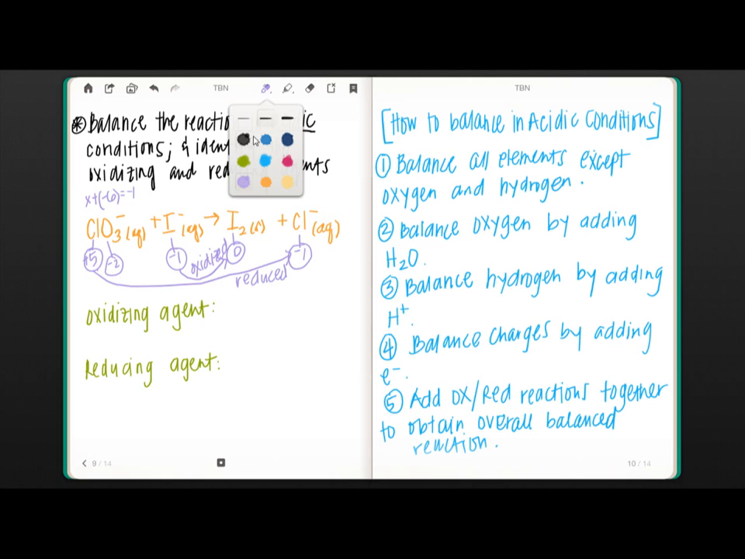So let me change colors here. In order to identify the oxidizing agent and the reducing agent: the oxidizing agent, OA as I usually call it, is what's being reduced. And then for the reducing agent, it's the opposite. It's whatever is being oxidized.